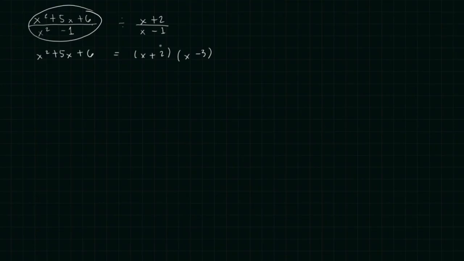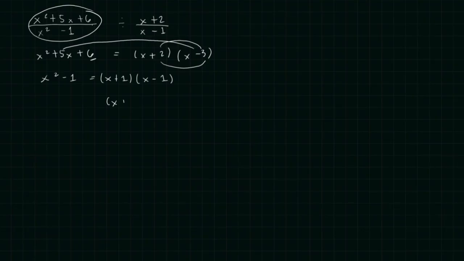How did we get 2 and 3? So if we add 2 and 3, it will result into 5. Then if we multiply this 2 and 3, we're going to have 6. So that's how we factorize our numerator. After that, we factorize our denominator. So our factor for here is x plus 1 and x minus 1.